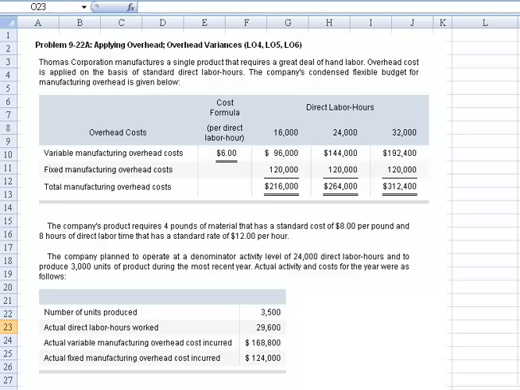Okay, hi everyone. Let's take a look at problem 9-22A, where we are looking at applying overhead and overhead variances. I'll read the problem to you.